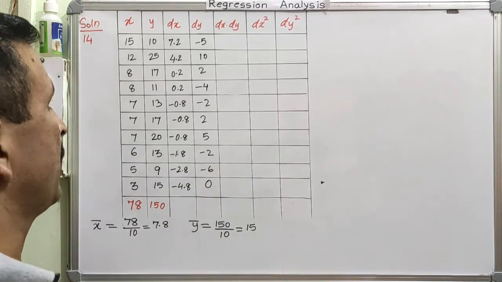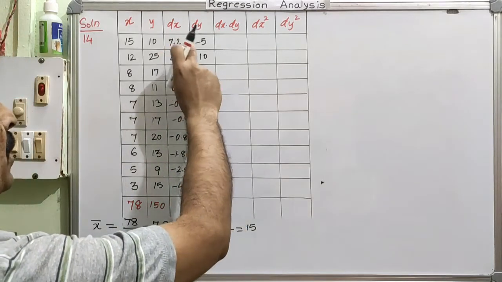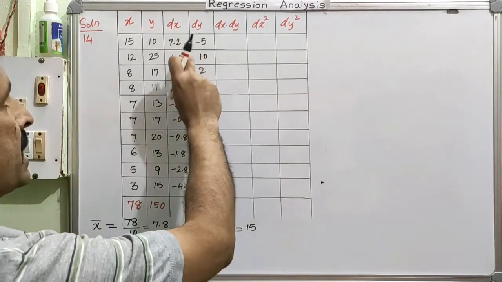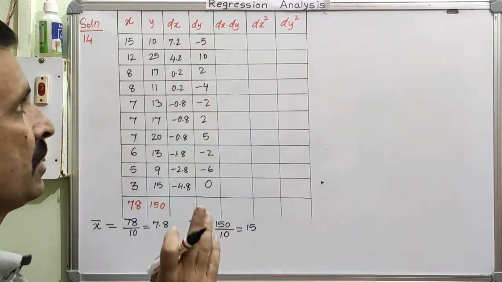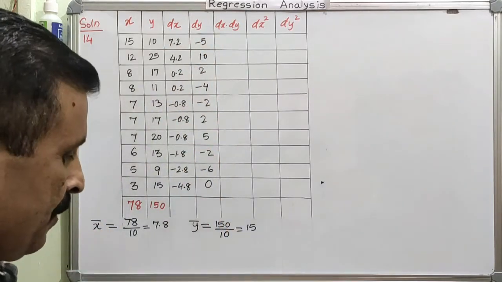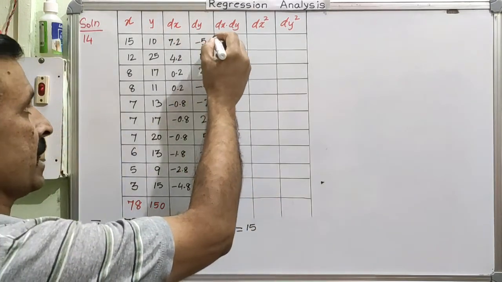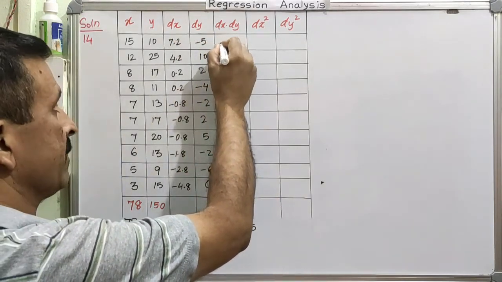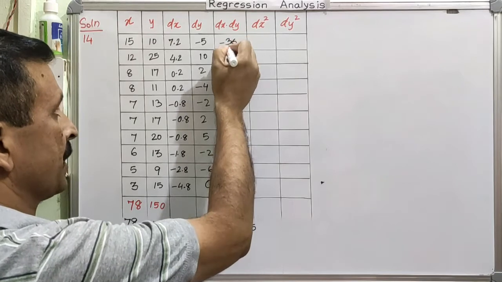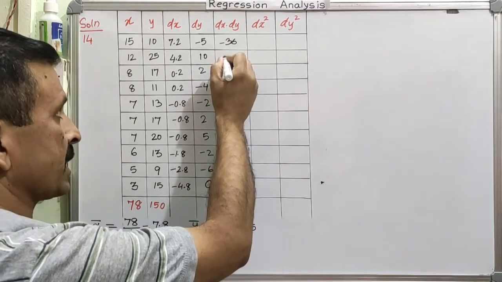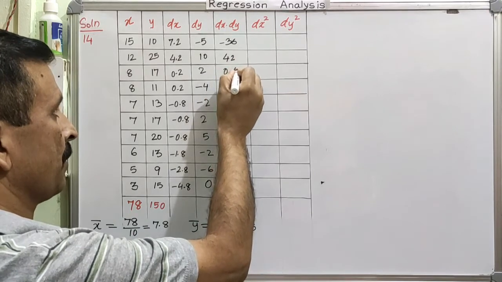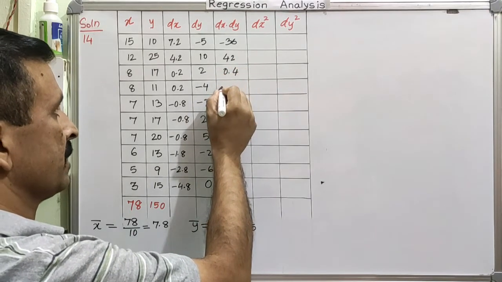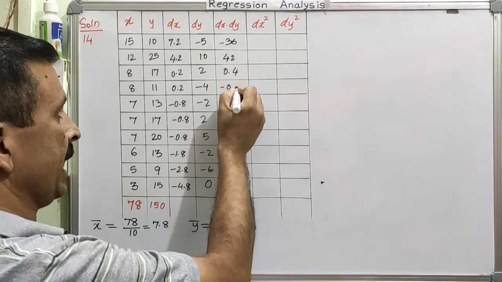Is this understood now? Now we need to have the product of these. Now you can see here, these calculations are all in decimal, whole number multiplied by decimal number. So you have to be very, very careful. Clear? So this into this is negative 36. Next one is 42. Then is 0.4. Next is 0.8.